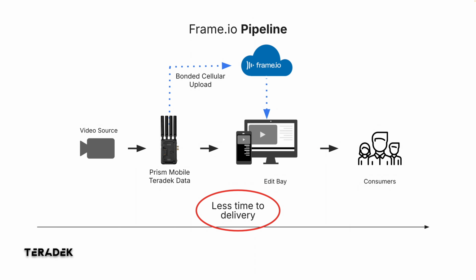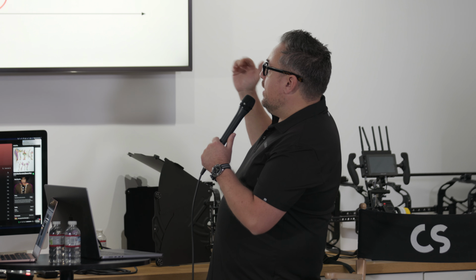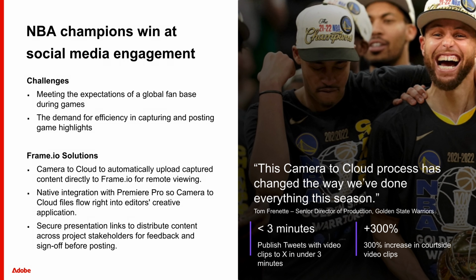And the goal here is less time to delivery. We want to get those assets out there, especially with different case studies. You talked about NFL, but one other one that we have is Golden State Warriors. They're obviously a huge, amazing basketball team. They've been able to increase their social media presence by up to 300%. And Steph Curry made an amazing three-point shot, and they were able to get that directly onto social in a matter of moments.